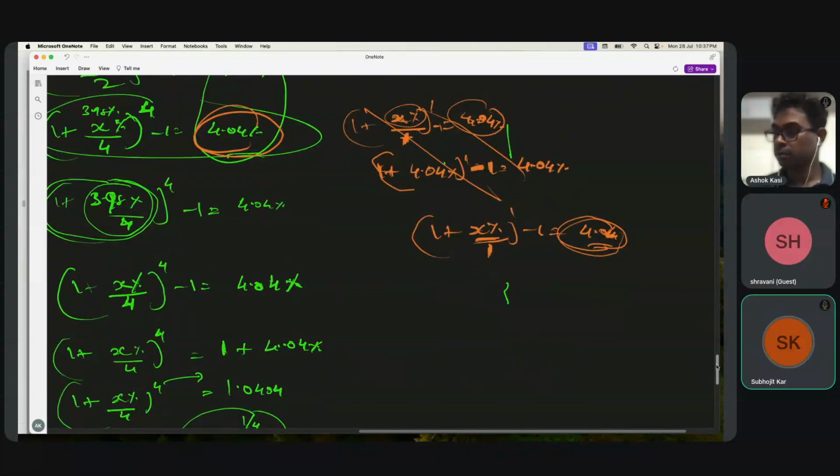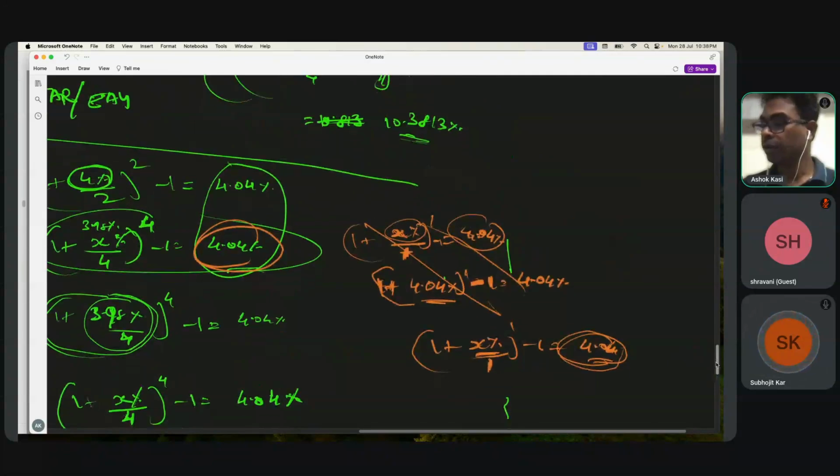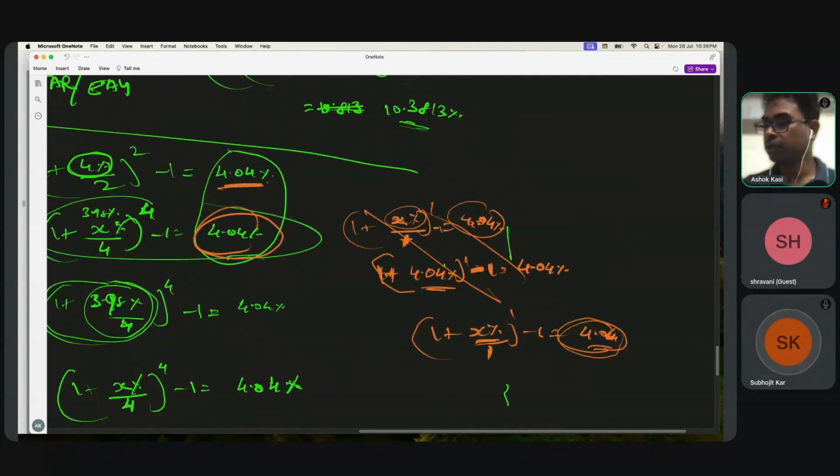But the 4.04 was the semi-annual one, right? No, no. Effectively, that means annual. In a year, your investment is increasing by 4.04 percentage effectively. Okay.